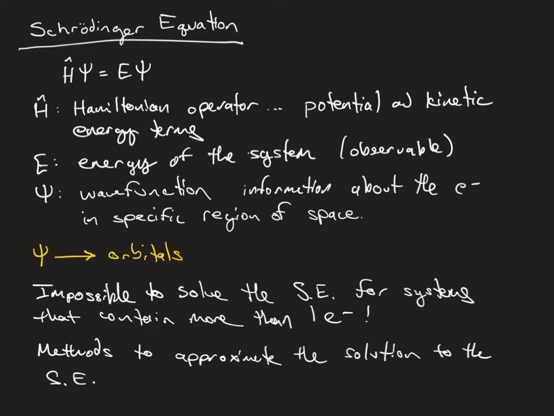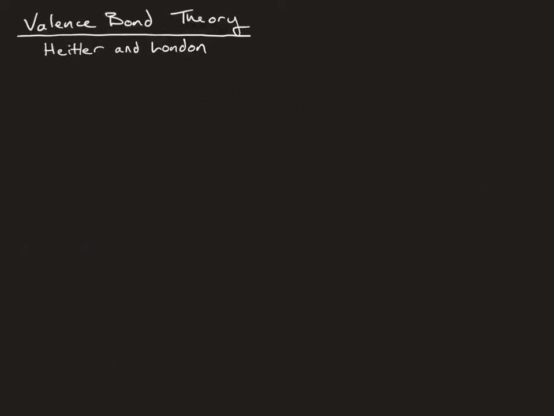Now, when I say that these are approximations, I'm not saying that these aren't rigorous. They're actually incredibly mathematically rigorous, and we can get very close to the actual solution to the Schrodinger equation. It's just that you need to keep in mind that these are approximate solutions to the Schrodinger equation, no matter how accurate they are. We're not explicitly solving for the Schrodinger equation with any of these methods. We're going to start by discussing valence bond theory. Valence bond theory was originally formulated by Heitler and London in the late 1920s and was later popularized by Pauling.